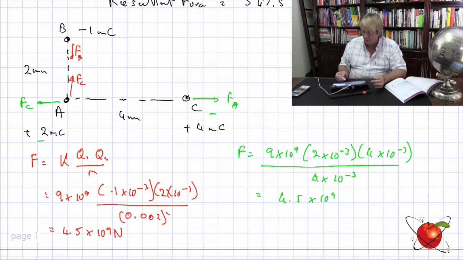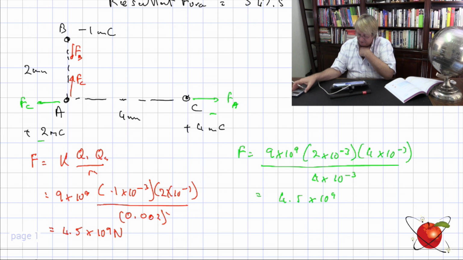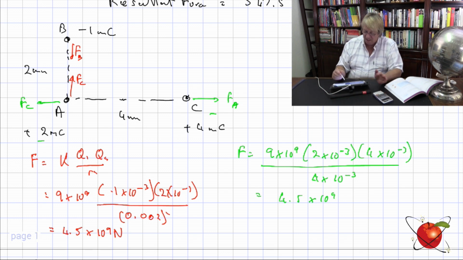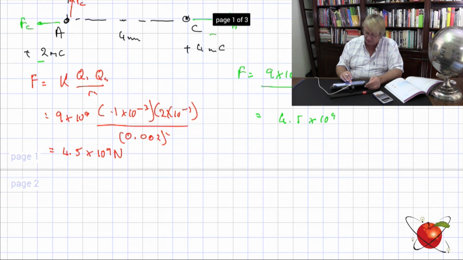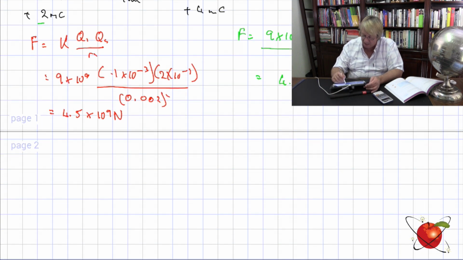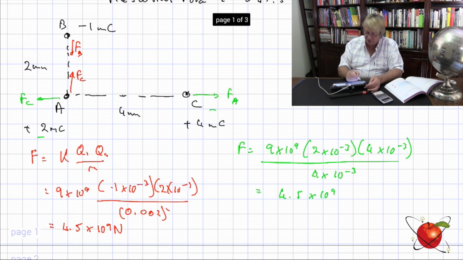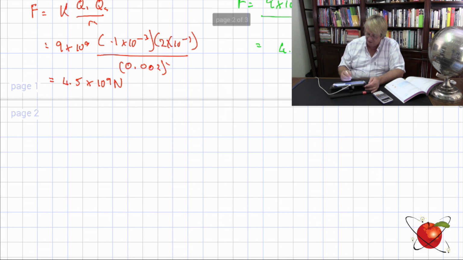Now we can go back. They both come to be the same force, 4.5 times 10 to the 9. What does that mean? Now we can go back to our diagram and say, okay, which way is the green force acting? Well, we said the green in this case is going to be pushing me to the left, isn't it? So let's just show that. The green force is going to be pushing me to the left, and it's 4.5 times 10 to the 9. And the red force?